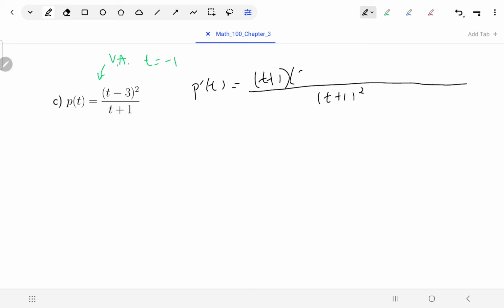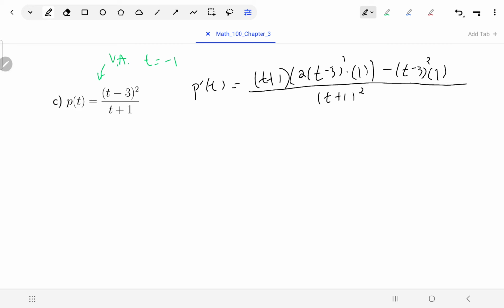And derivative of the inside, derivative of t, that's just 1. And derivative of 3 is 0. Okay, so minus, and then the top as it is, t minus 3 squared, times the derivative of the bottom. The derivative of t plus 1 is 1 plus 0, which is just 1.